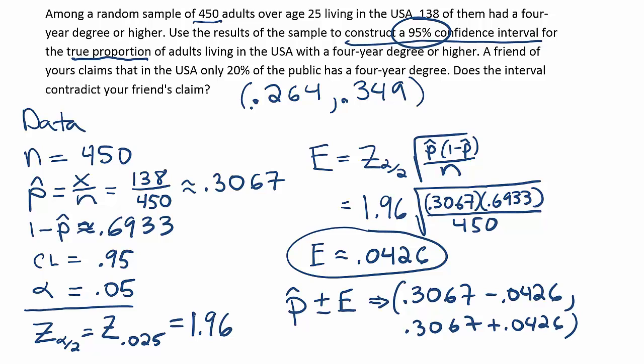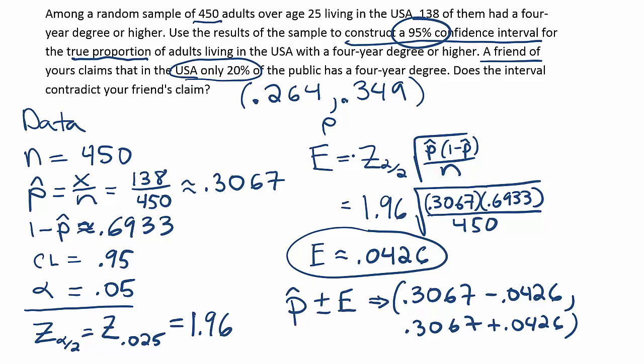And then the final thing I want to do here is I want to go ahead and say, what do we think about the person's claim in the problem, right? So it said a friend of yours claimed that only 20% of the public in the United States has a 4-year degree. But our interval says the true proportion, P here, we think the true proportion is somewhere between 26.4 and 34.9, or approximately from 26% to 35% of people. So we think somewhere in that range is the percent of people in the United States that have a 4-year degree. So it doesn't seem like it's as low as 20%.